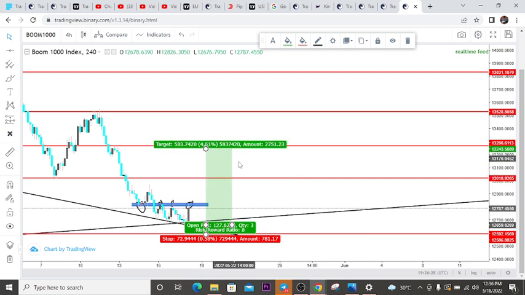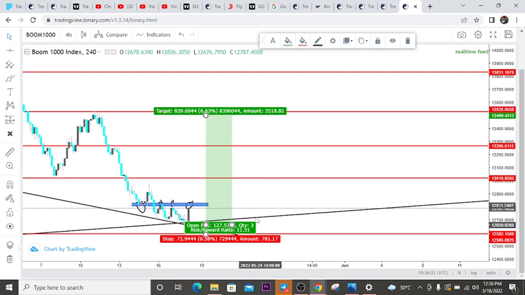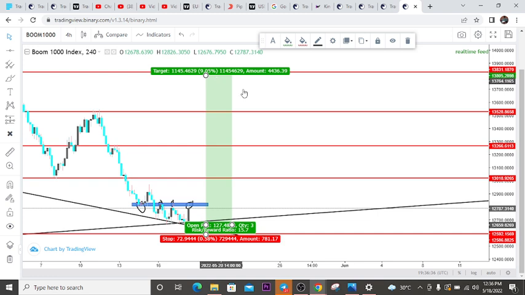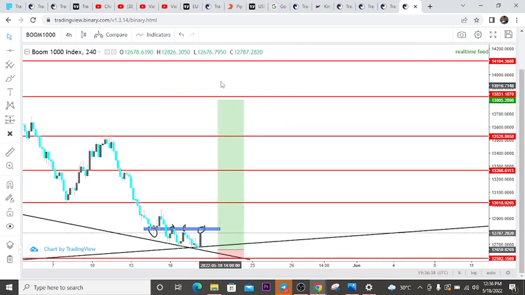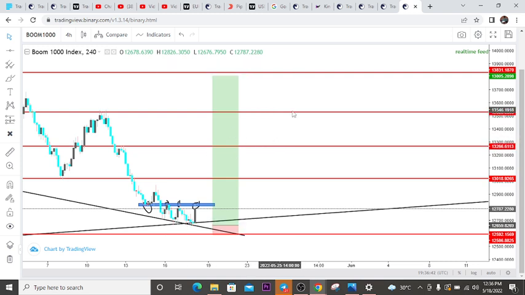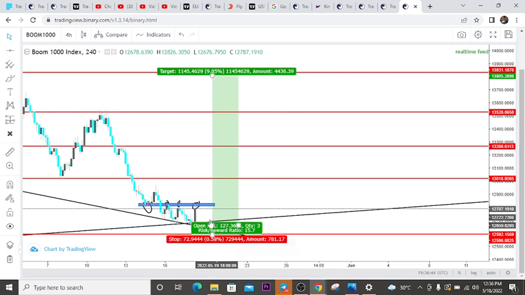TP2, the risk reward is 8. TP3, the risk reward there is about 11.5. Then the last is TP4. We still have another level. So you just have to monitor your price, monitor whatever the price is doing.